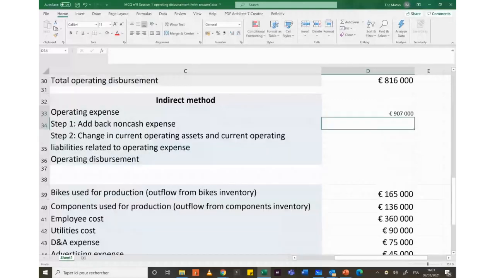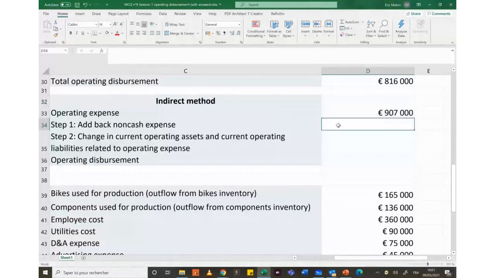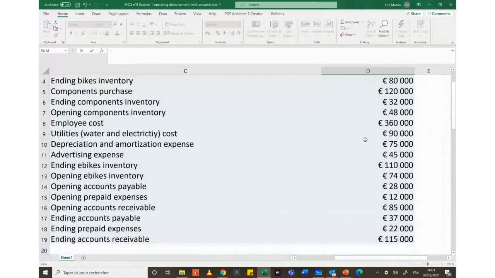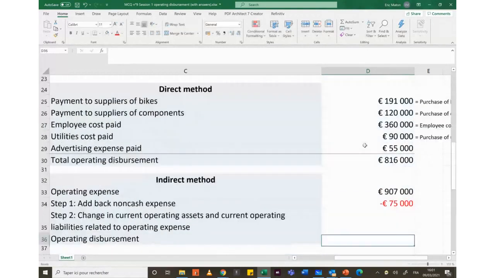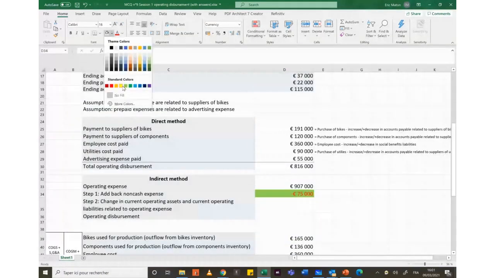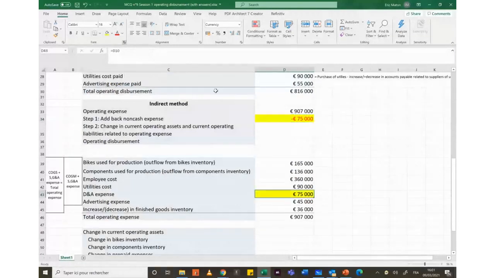I put in 16 also. I add back the non-cash expense. So I eliminate the DNA. So you see, you have the DNA here. I put in yellow because you have the DNA here. So I eliminate this one. Okay.